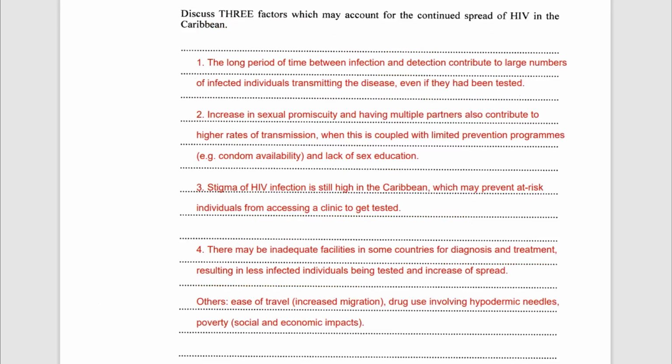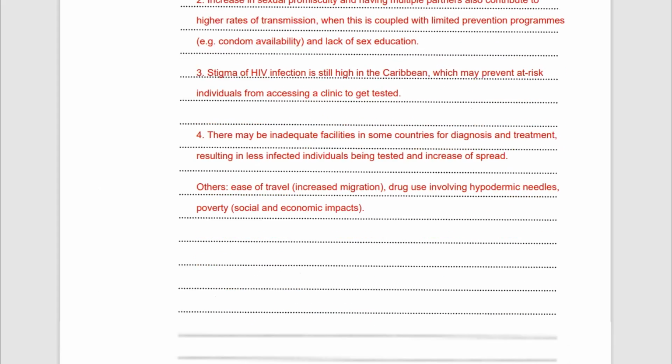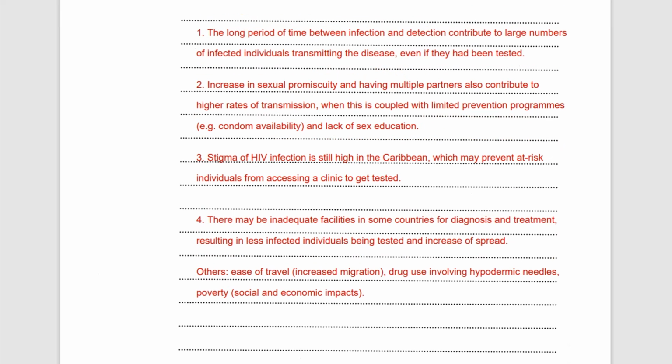And here we have our last question. It's not a tough one at all. They say despite a decline in new HIV infections in the Caribbean, the region still has a higher HIV prevalence than any other region in the world, except for sub-Saharan Africa. What are 3 factors that may account for the continued spread in the Caribbean? I'll list 4 here. There's a lot that you could say. Whatever you say, I just want to add a little detail to it. So it's 6 marks, so you state your point and then you explain it.